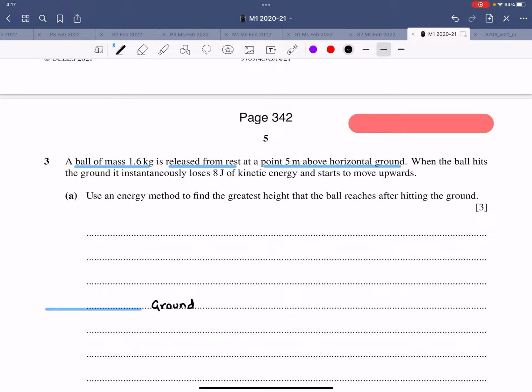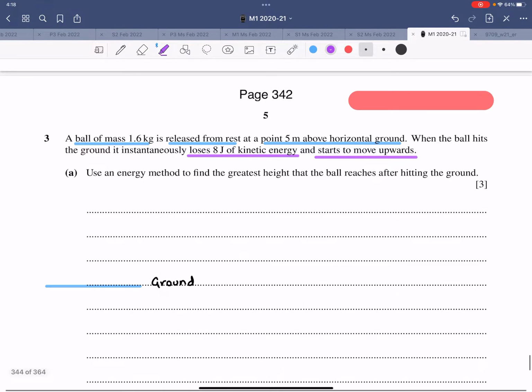And then it says when the ball hits the ground, it instantaneously loses 8 joules of kinetic energy. So it loses 8 joules of kinetic energy as soon as the ball hits the ground and then starts to move upwards. Use an energy method. They have emphasized that we use the principle of conservation of energy, the energy method, to find the greatest height the ball reaches after the ground. So this question can easily be done using kinematics, but they want us to use the energy method.